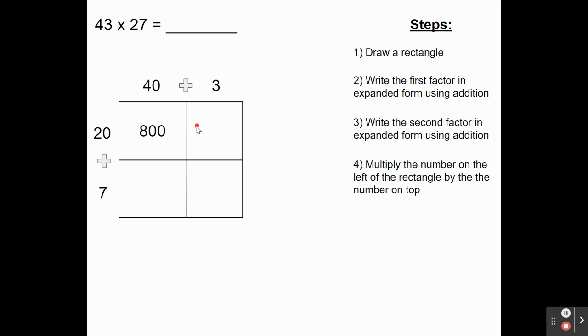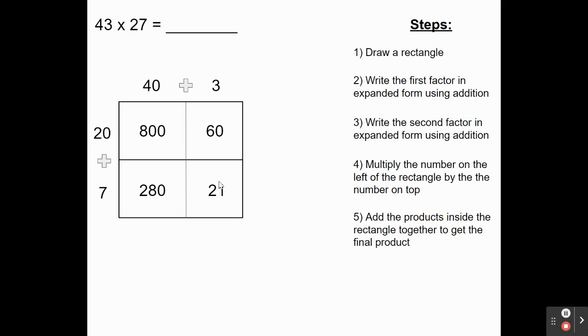Here we're going to multiply 20 times 3, which is 60. For the bottom left rectangle, we're going to multiply 7 times 40, which is 280. Lastly, we're going to multiply 7 times 3, since that's all the way at the top, which is 21.